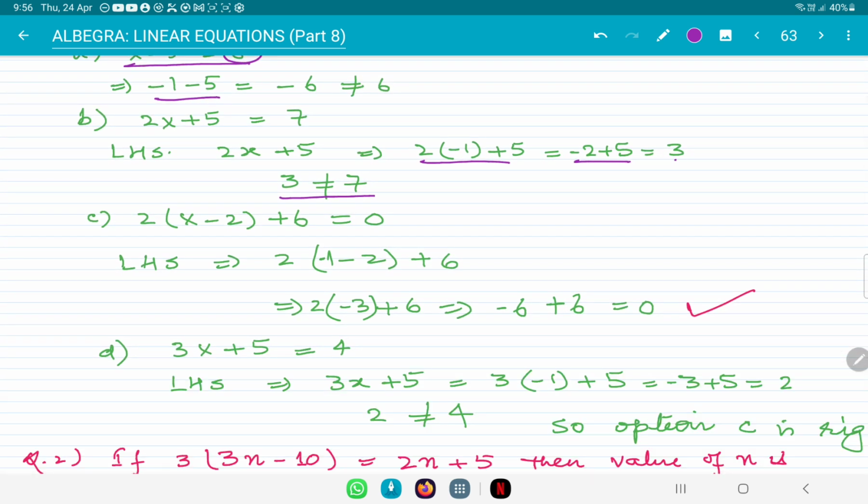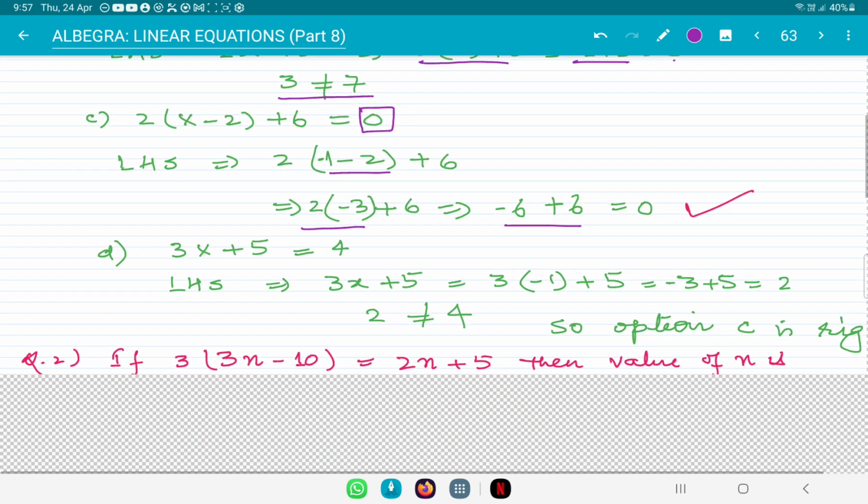Okay. Next, 2 multiplied by (x minus 2) plus 6 equals 0. So when we put -1 in this, this will become -3, and 2 into -3 is -6. So -6 plus 6 will become 0. And since it is 0, and on the right hand side it is already given that this is 0, this will be our option, and this is our final answer.